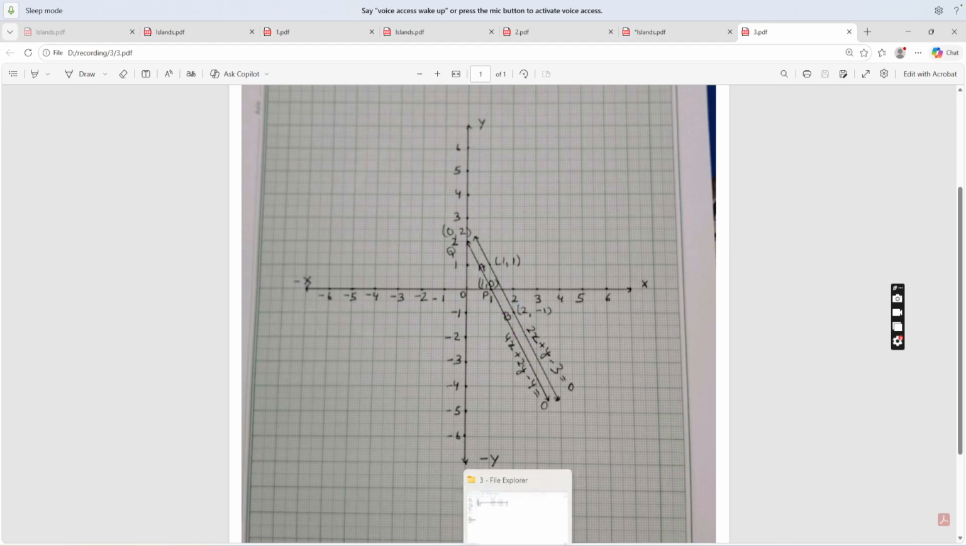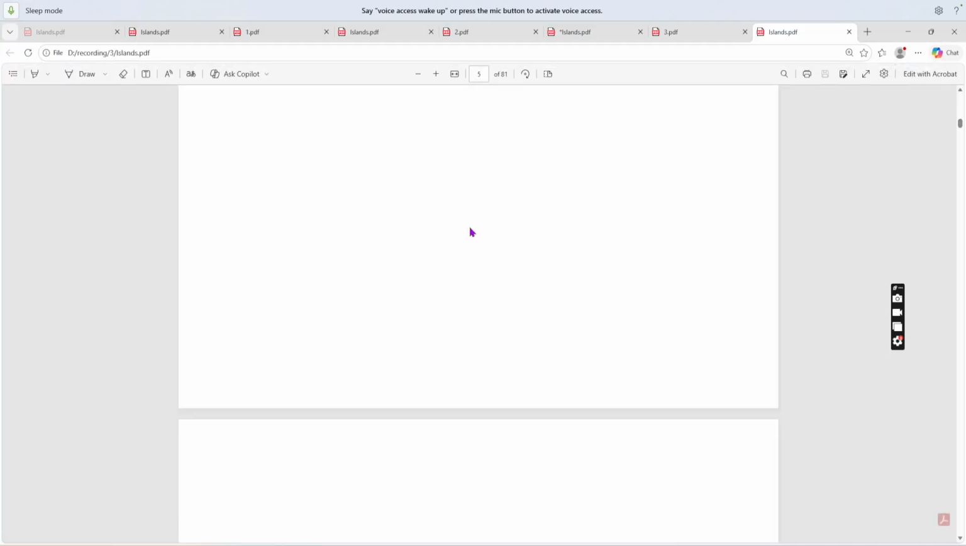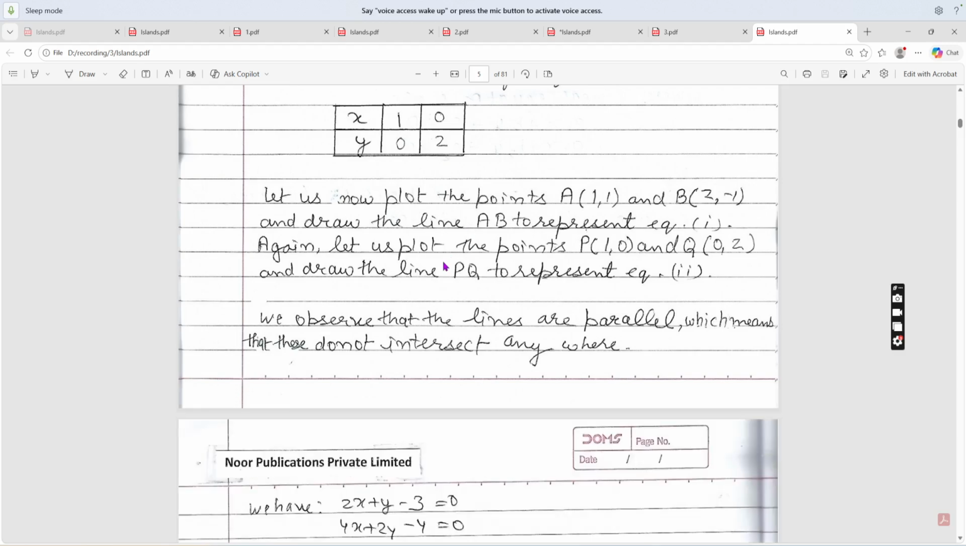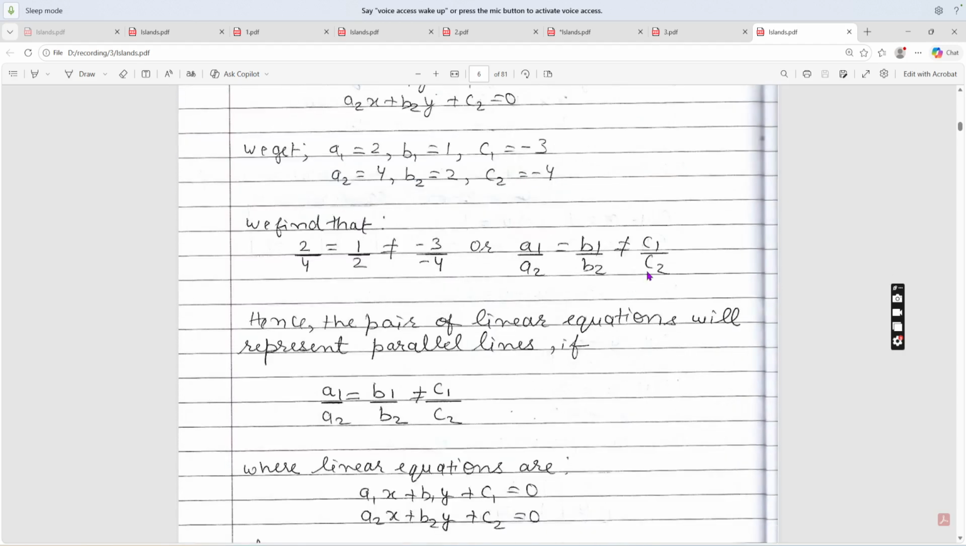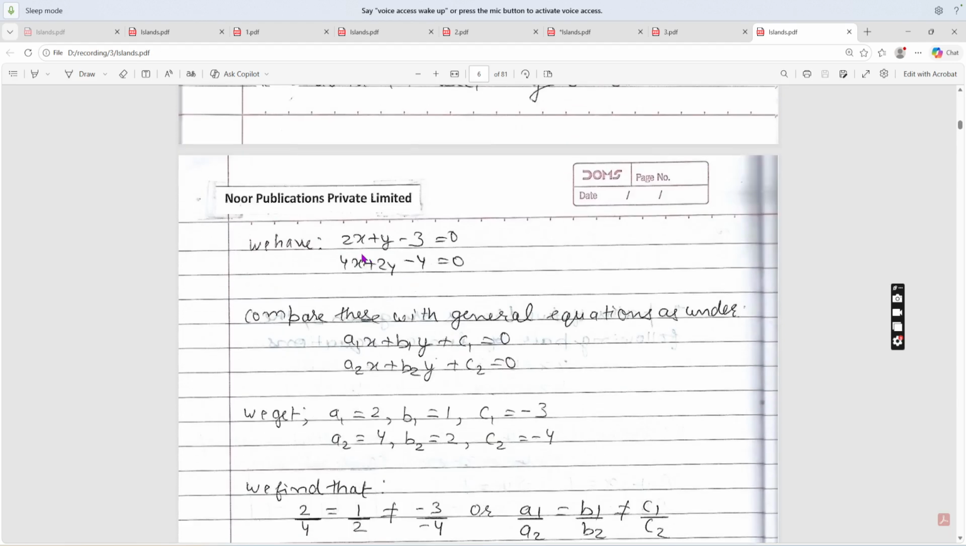And we know that when parallel lines are there, the system of equations would have no solutions. It means A1 upon A2 is equal to B1 upon B2, but it is not equal to C1 upon C2. That is what we are going to prove in our next line. And see, this is the first line, 2x plus y minus 3 is equal to 0 and 4x plus 2y minus 4 is equal to 0. Now we are going to compare this with this.